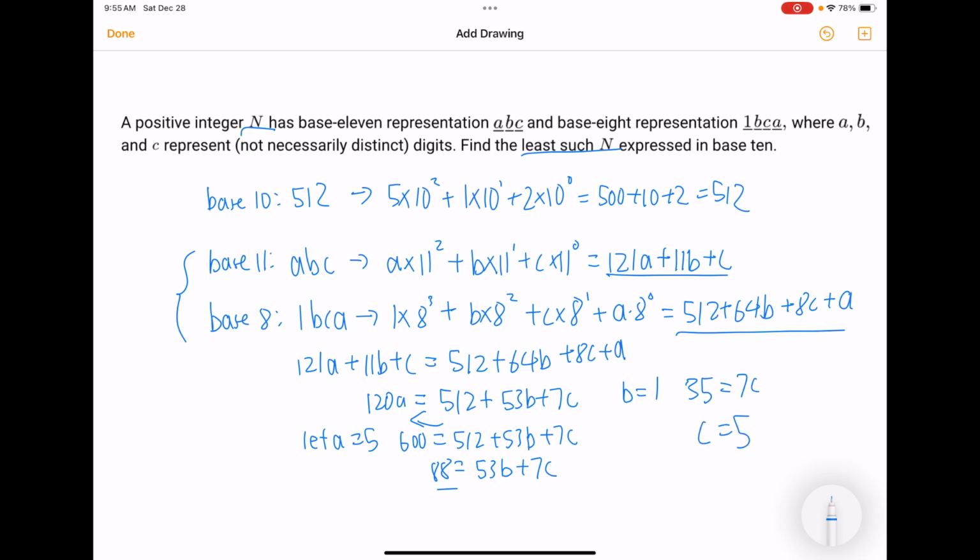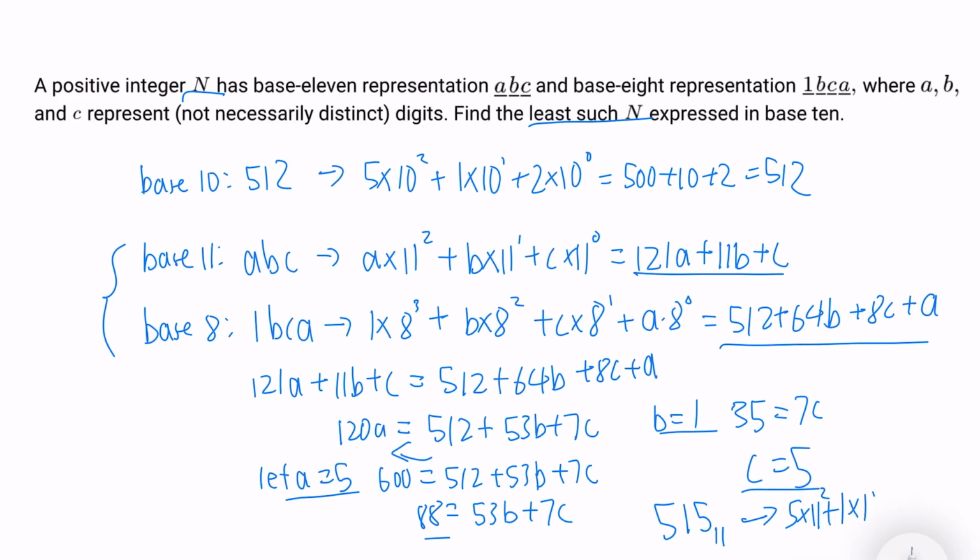And so our answer would be 515, and this is represented in base 11. So we can convert that to base 10. It'll just be 5 times 11 to the second plus 1 times 11 plus 5 to get 621. So our answer would be 621.